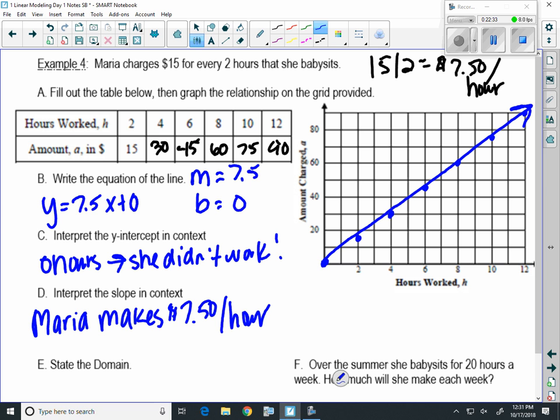Okay, I would put an arrow at the end of that line. Why would you put an arrow? Because you can keep working, right? She can babysit a bunch of hours. So I'd put an arrow at the end there. All right, domain. X is hours. What's the least amount of hours that she'll work? 0. And where's that going to stop? Infinity. She could just keep working and working and working. So go from 0 to infinity.